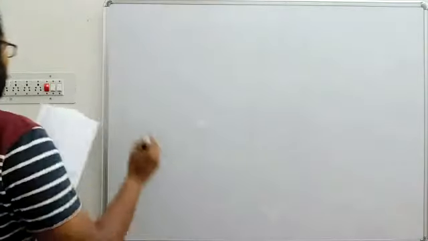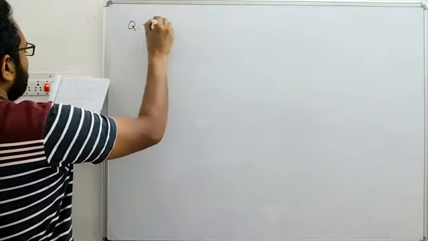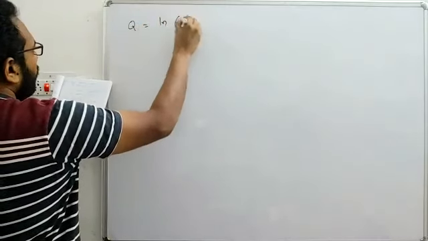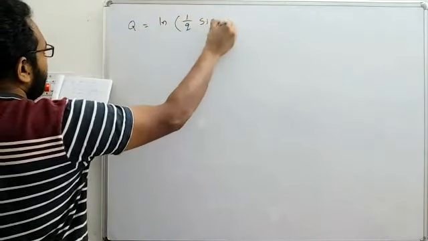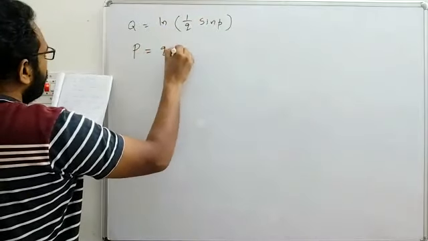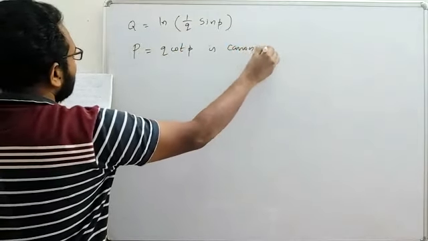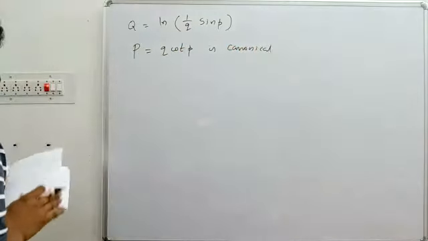All right, so here is another one. Show that the transformation Q is equal to log 1 by q sine P, and capital P is equal to q cot P is canonical. Whether this is a canonical transformation.